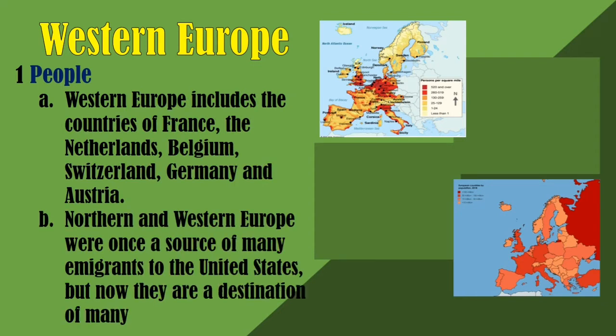the people in Western Europe include those from the countries of France, the Netherlands, Belgium, Switzerland, Germany, and Austria. Northern and Western Europe were once a source of many immigrants to the United States, but now they are a destination of many immigrants from Eastern Europe and Russia, the Middle East, and North Africa.